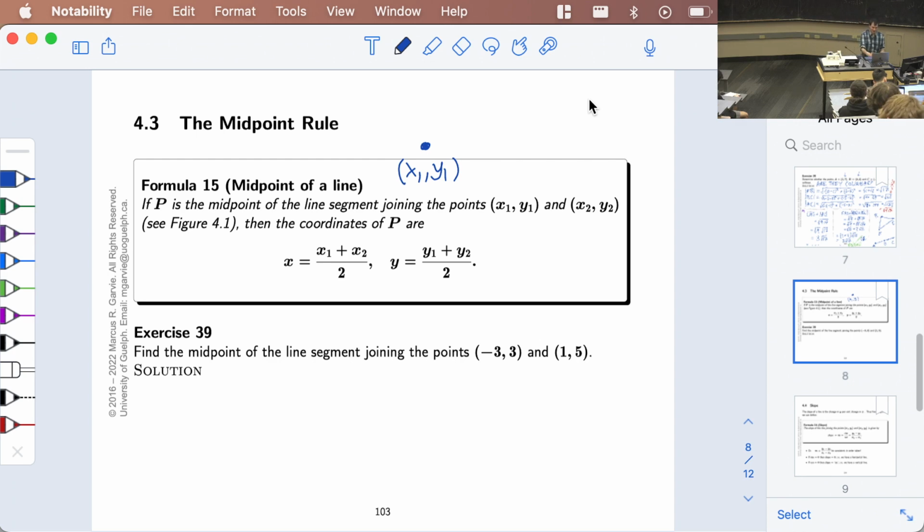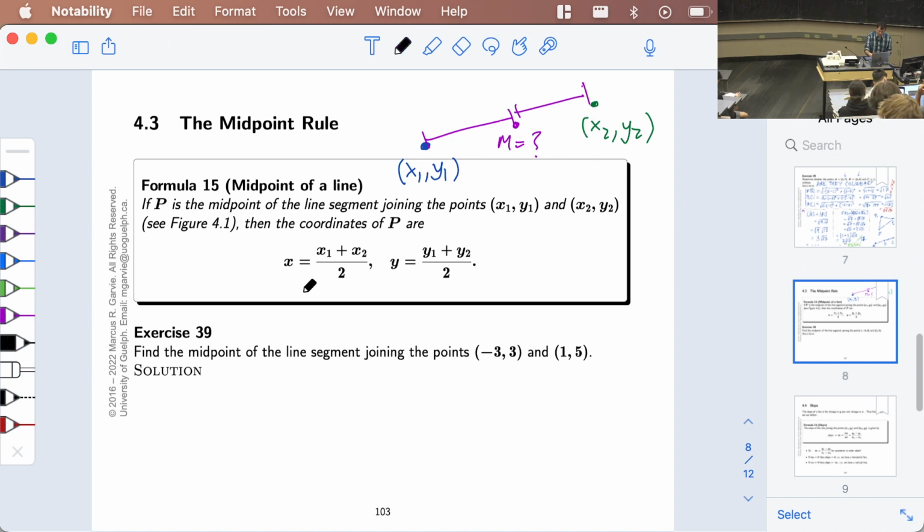Thank you. So there's 2 points, x1, y1, and the other point, x2, y2. And we want to know, where is their midpoint? There's some point in the middle that is kind of equally spaced between them, right? An equal spacing between x1, y1, and x2, y2. And here is the formula.